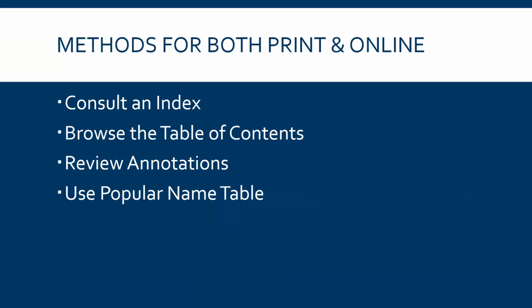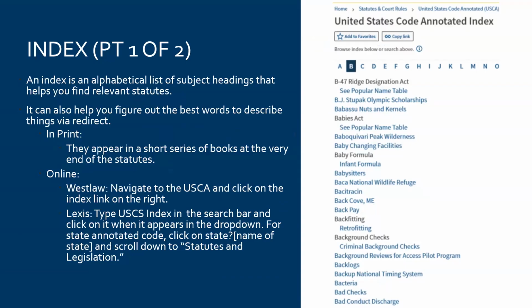And now we're going to get into the methods for researching state and federal statutes. These are methods that are available for both print and online codes. You can consult an index, browse the table of contents, review annotations, or use a popular name table. An index is an alphabetical list of subject headings that helps you find relevant statutes. It can also help you figure out the best words to describe things via redirect. In print, these will appear in a short series of books at the very end of the statutes, which correspond to a small group of letters.